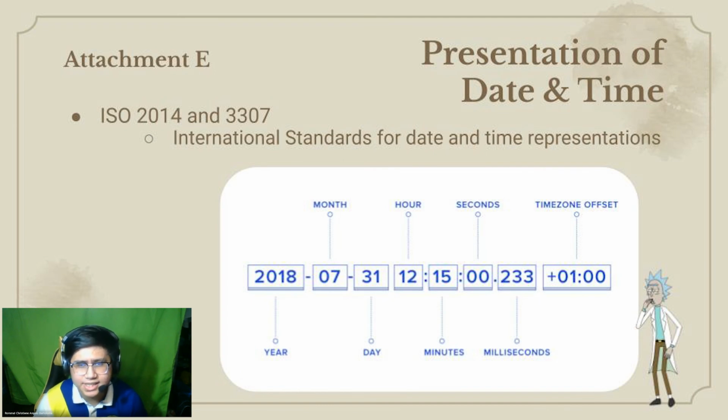Attachment E is actually talking about the ISO 2014 and 3307, which basically talks about how we read, or how we represent time. So basically, 4 digits actually represent the year. 2 digits represent the month, and 2 digits also represent the day. And so on and so forth. There's actually a lot of this, but we don't have enough time to go through all of this.